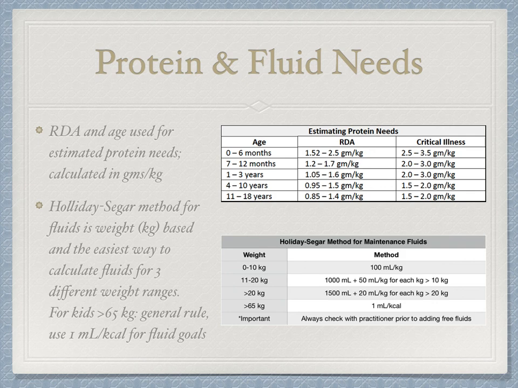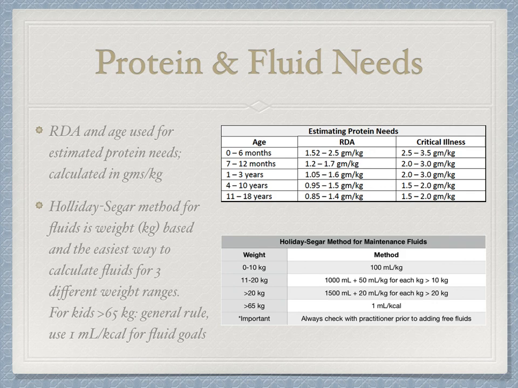For fluids, we're going to use the Holliday-Segar method, which is also based on kilograms, and you just plug it into the equation once again. So for a baby that weighs 7 kilograms, we're going to plug it into the first formula. 7 times 100 is 700. For a baby that weighs 11 kilograms, we're going to plug it into the second one. That is 1 kilo over 10. So 1 times 50 is 50, plus 1,000 is 1,050 mils per day.